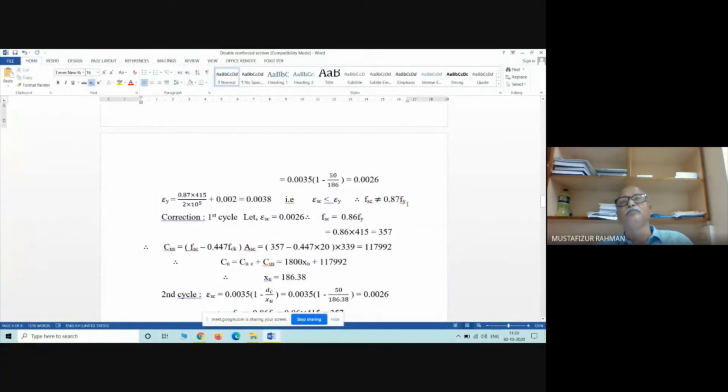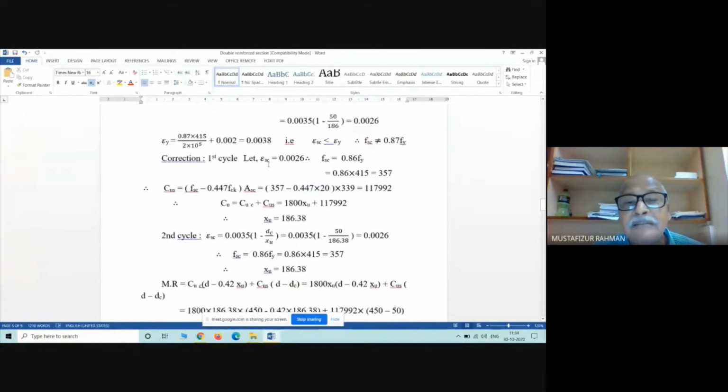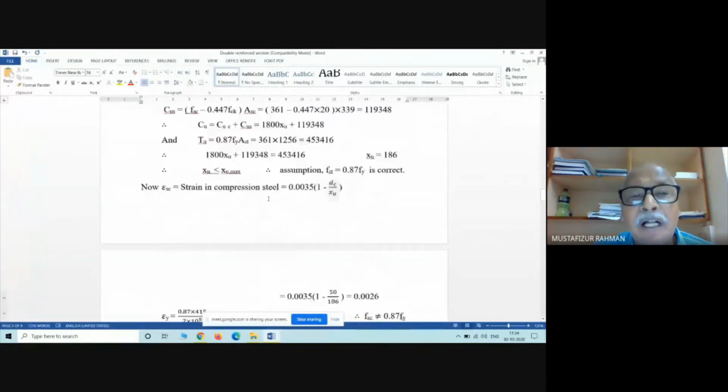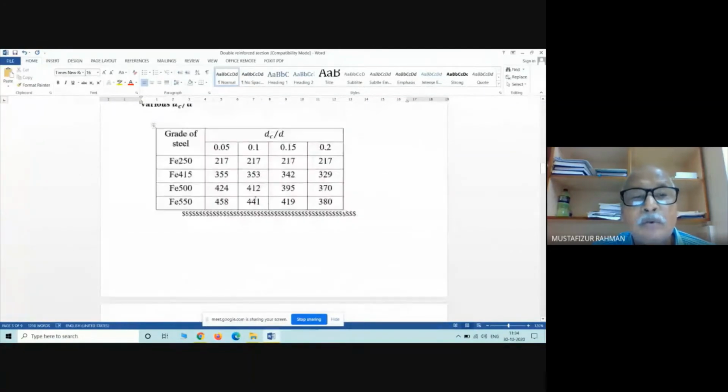Then how will we find it? Now we'll have to go for the trial and error method. Okay, so correction. Let us assume that epsilon sc is equal to 0.002. So fsc is equal to 0.8786 fy. Now where will we get this from? There are two ways. One is, I gave you one table.